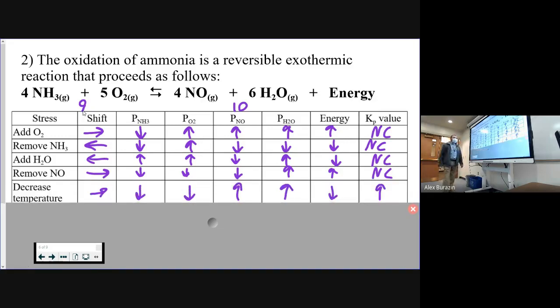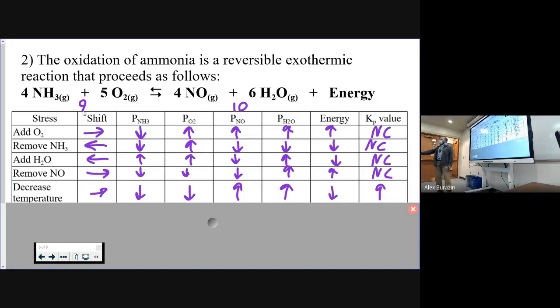Okay, the temp decrease, again, my energy term is on the product side this time, so a decrease in temperature would take energy away. As a result, I would shift to replace what I've removed. The reactants go down, the products go up, and the K value changes. Now, K is going to go up.